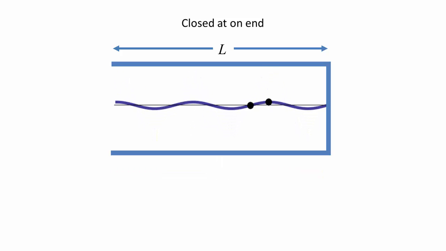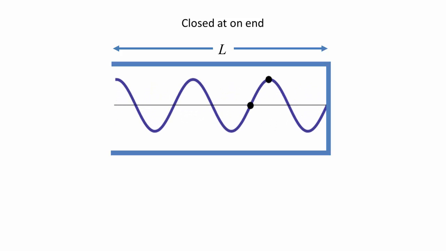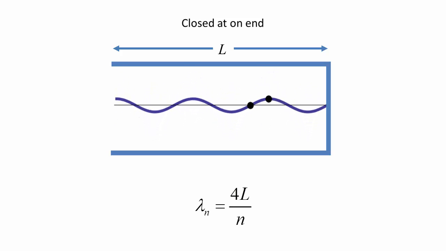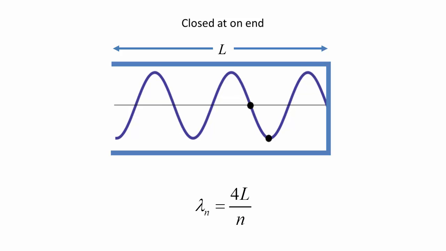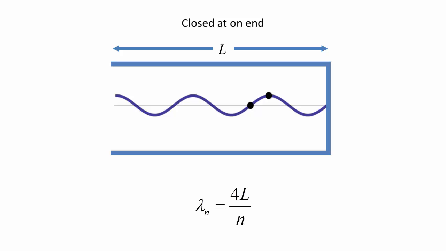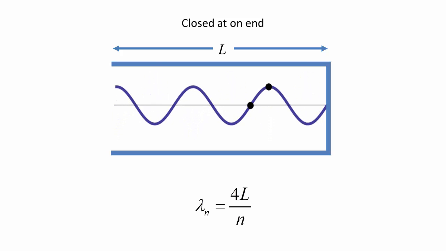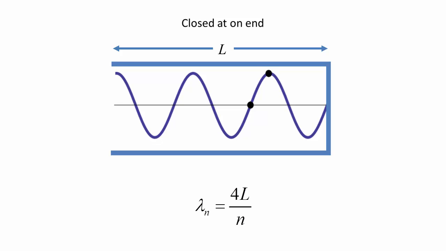Thus, for a situation where the tube is closed at one end and open at the other, the wavelength for the nth harmonic can be generalized as 4 times the length of the tube divided by n, where n is an odd integer representing odd harmonics. So for these situations, there are only odd harmonics. For this standing wave on the screen, what's its harmonic? And what's its wavelength?